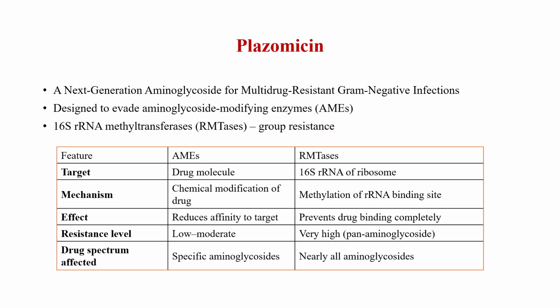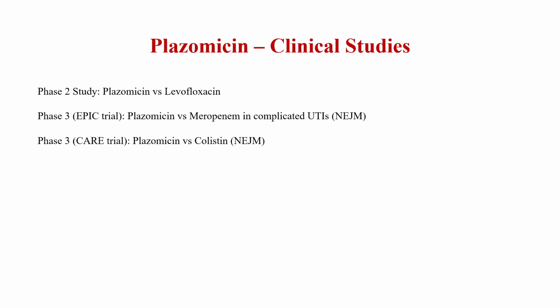It is definitely acting on the ribosome, so PBP3 has nothing to do with plazomicin resistance. So you can test for plazomicin susceptibility in a carbapenem-resistant E. coli, and probably if it is susceptible, you can use it. There are two important trials with plazomicin: one is the EPIC study and the other is the CARE study.